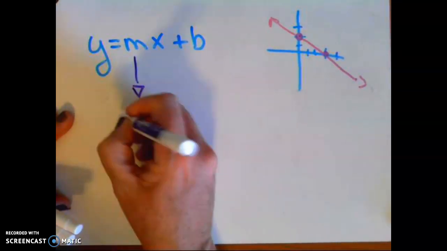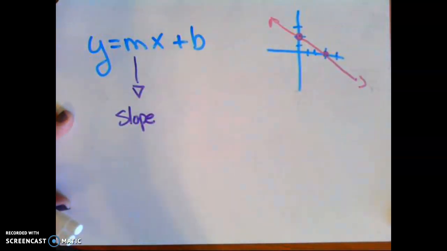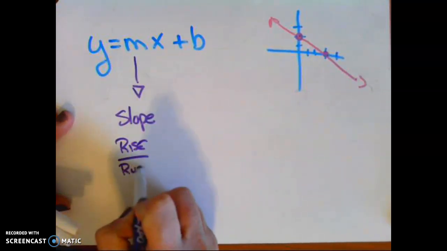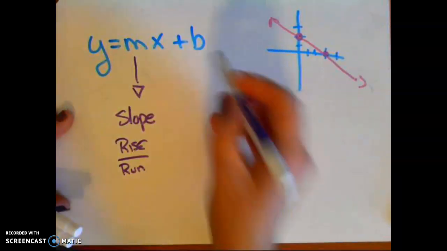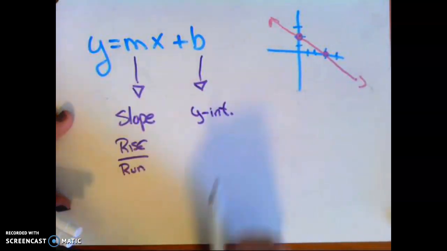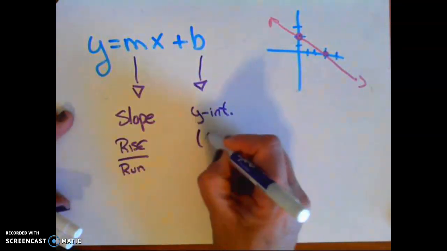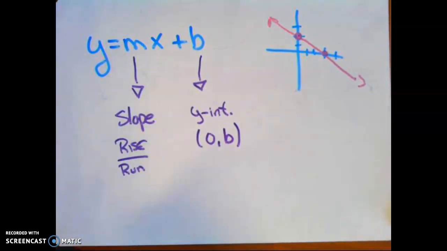We have our m, which is always representing the slope. Slope is rise over run. We can figure that out just by counting on a graph, or we can use an equation. b is the y-intercept. Usually everybody knows that b is the y-intercept, but they usually do not know what it looks like as a coordinate. It is always (0, b). So it's very helpful for you to make sure you know what it looks like in an xy coordinate.